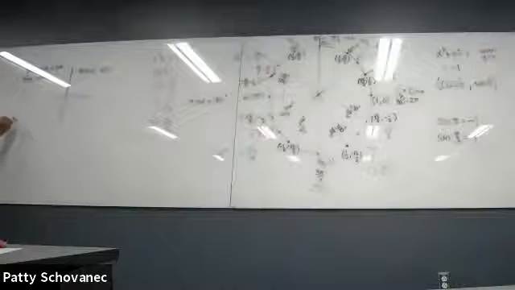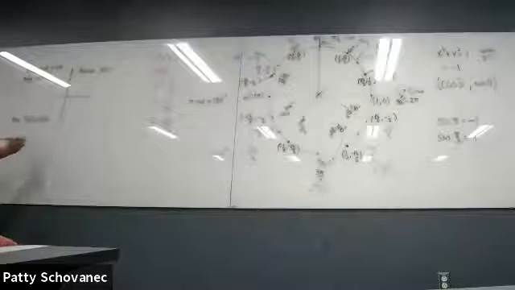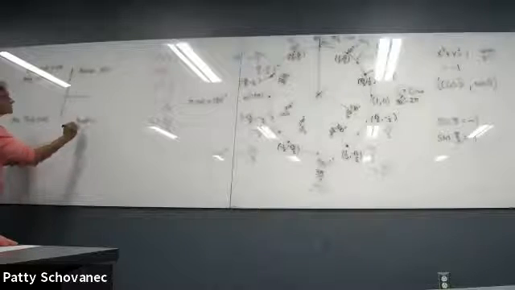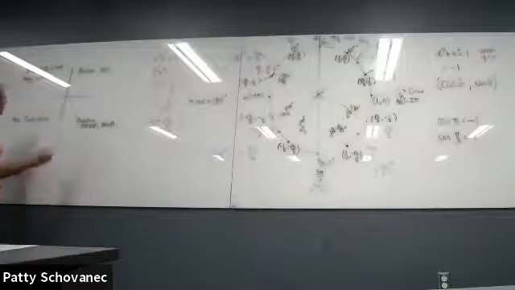What about in quadrant 3? Which ones are positive? Tangent and cotangent. And in quadrant 4? Cosine and secant. Okay.